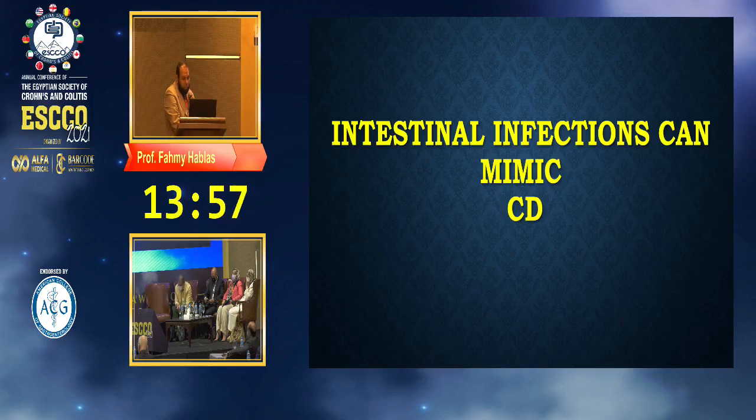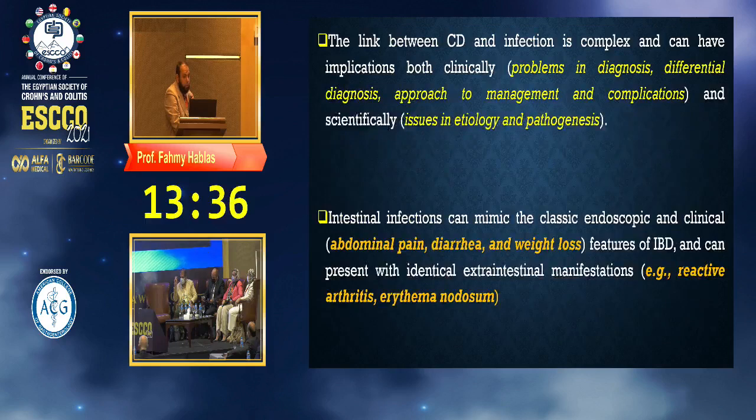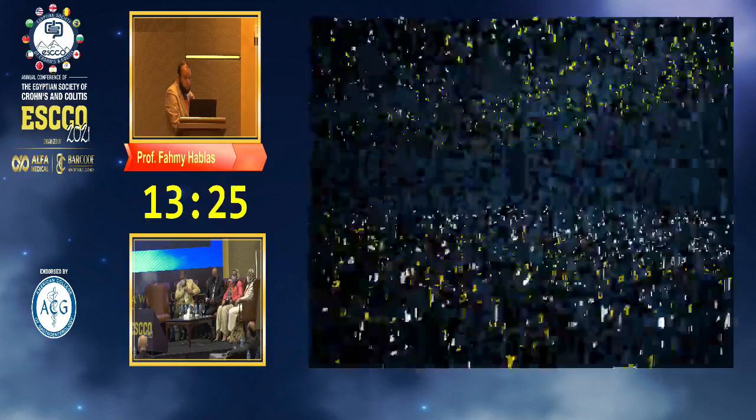What are the intestinal infections that can mimic Crohn's disease? First of all, the most important one is the TB, Mycobacterium tuberculosis, Mycobacterium avium complex, Yersinia enterocolitica, pseudotuberculosis, Salmonella, C. difficile, neutropenic enterocolitis, Actinomycosis, Cryptococcus, Histoplasma, and the CMV. The link between Crohn's and the infection is complex. The intestinal infection can mimic classic endoscopic and the clinical feature of IBD, also associated with extraintestinal manifestation.